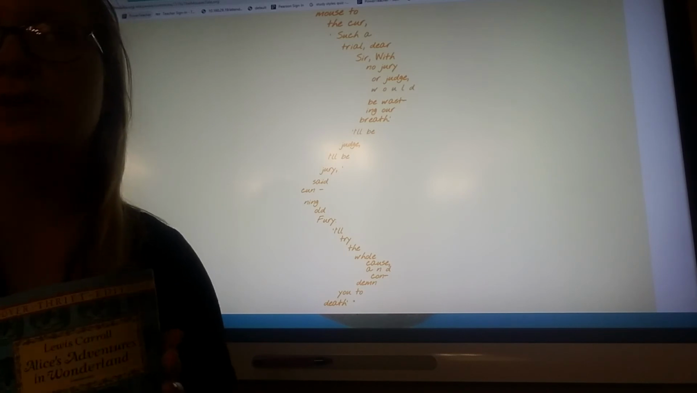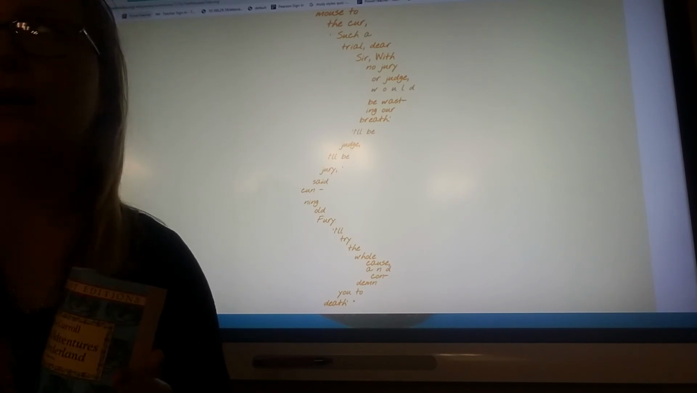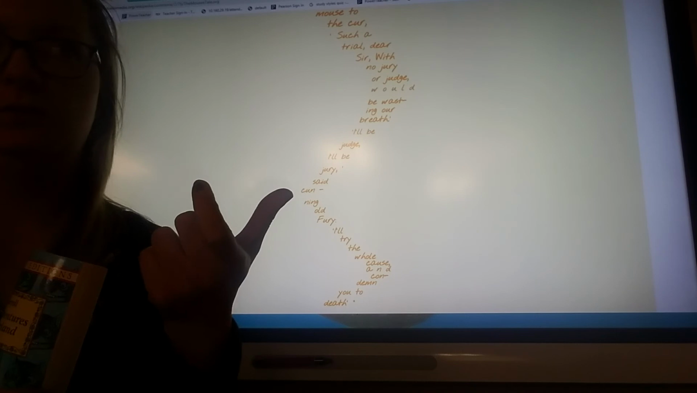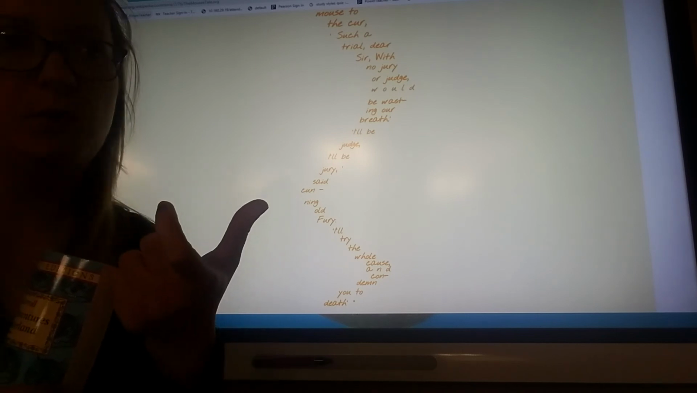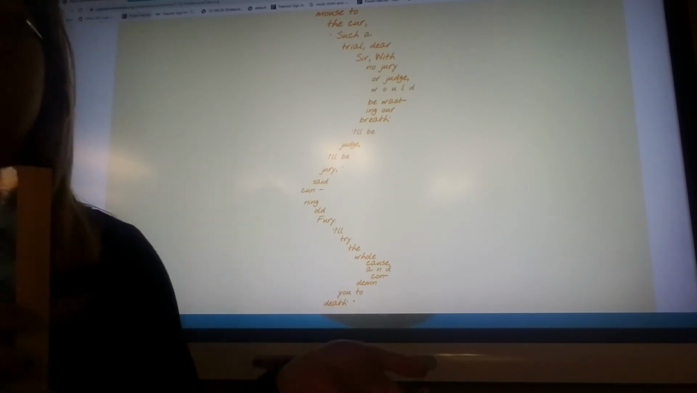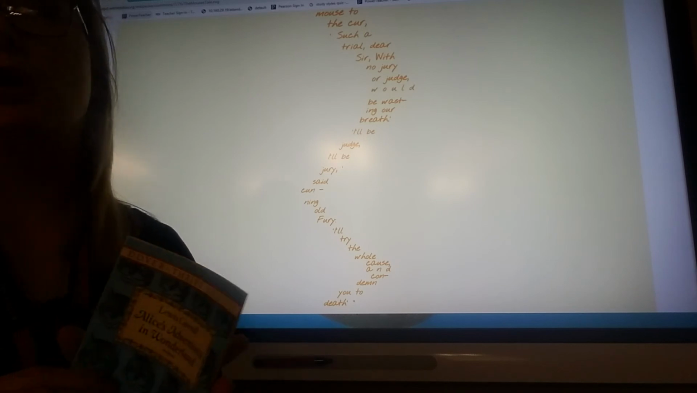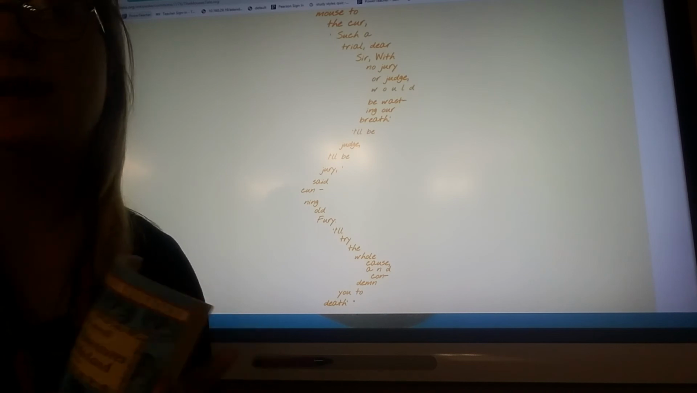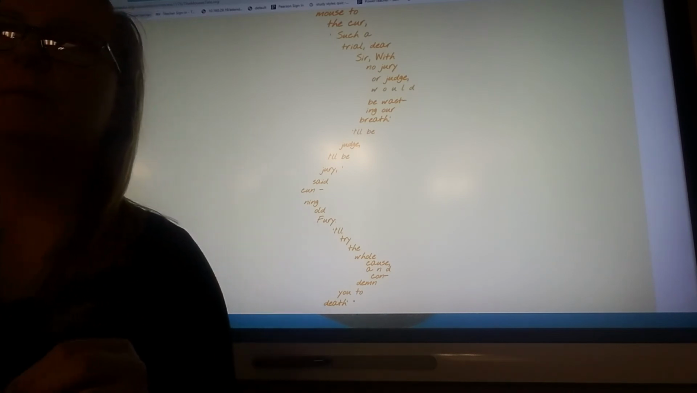You could make a clock, right? Because the rabbit was looking at his watch and saying, "Oh no, I'm late." You could make a rabbit. You could make a jar of marmalade. You could make a key or a really small door. And your job is to make a poem about that part of the story.